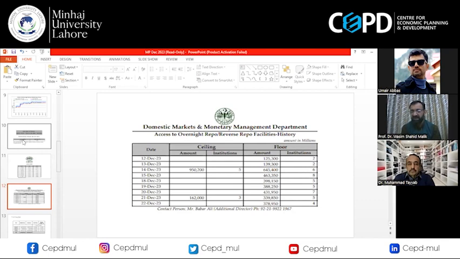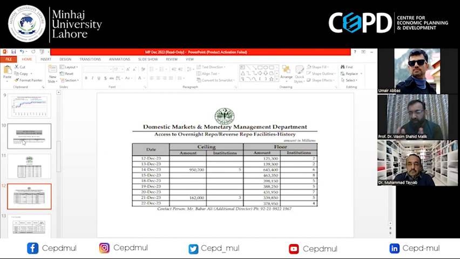Similarly, 162 billion rupees have been lent to 3 commercial banks on 21st December, that is the day before yesterday. Whereas, basically I have included these slides for students especially, that how to read this data.